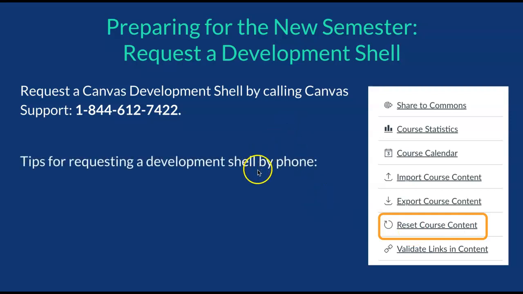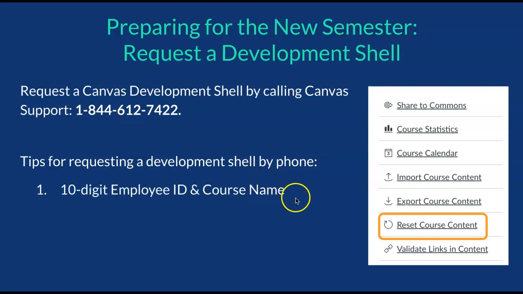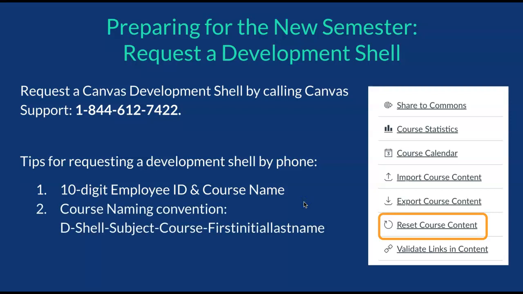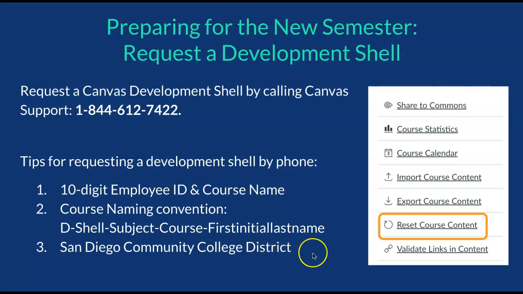When you call to request a new shell, make sure that you have your 10-digit employee ID and course name ready. You'll also want to have thought of a course name, and this is a recommended naming convention that we've been using. And you'll also want to be sure to tell them you're from the San Diego Community College District. Do not abbreviate and do not say continuing education. They will not know what account that is. We are with the district account.